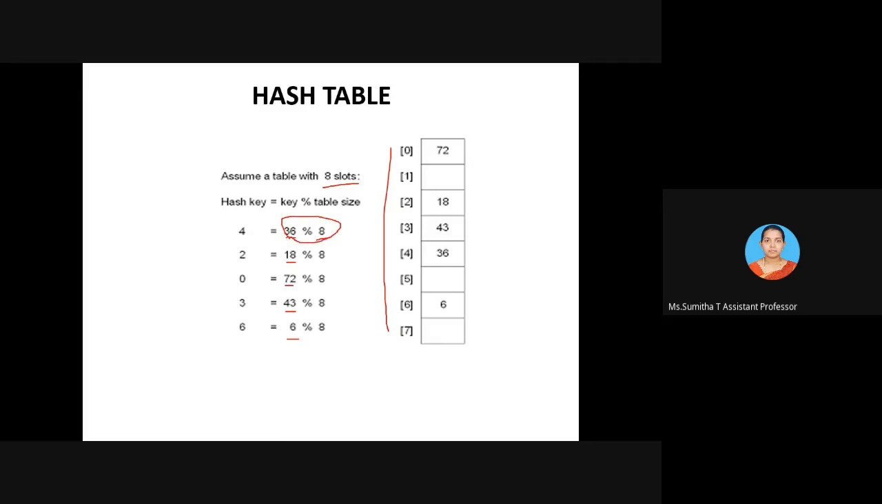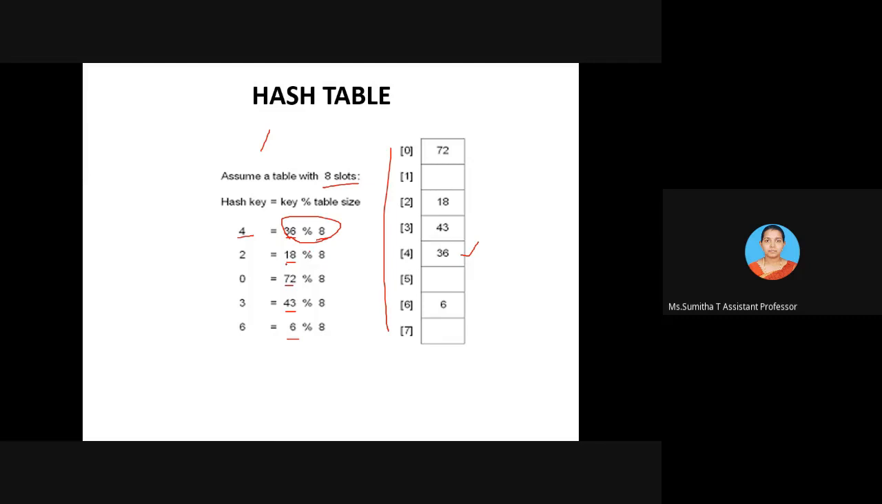We know how to perform the modulo operation. Is there any doubt on the modulo operation? We know the difference between division and modulo operation, right? If you use the modulo operation, you get the remainder value, not the quotient. So the key is 4, and I can insert the element 36 into the fourth position. This is the way we can insert the element into the hash table.